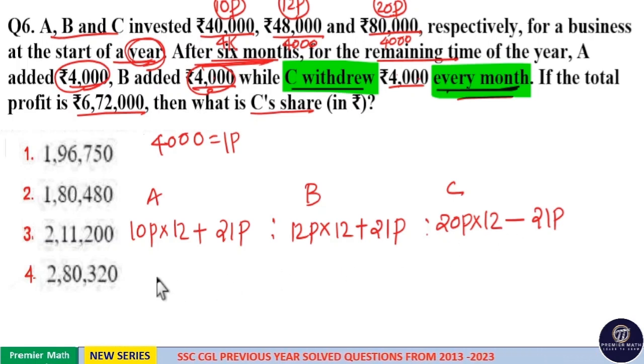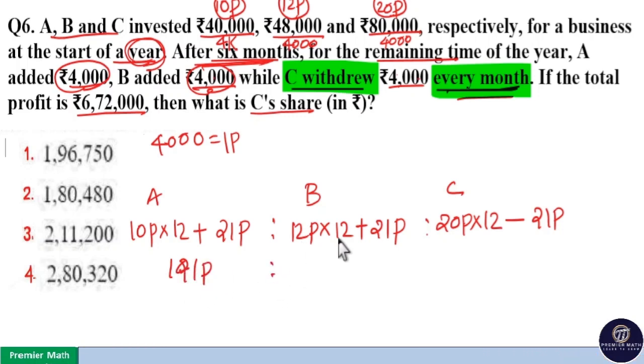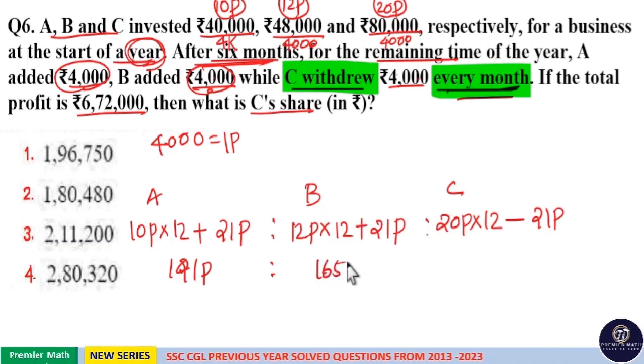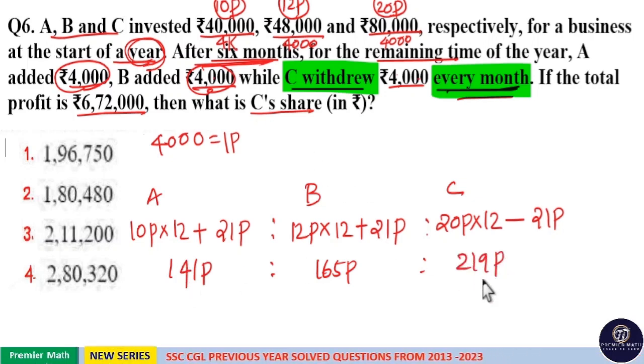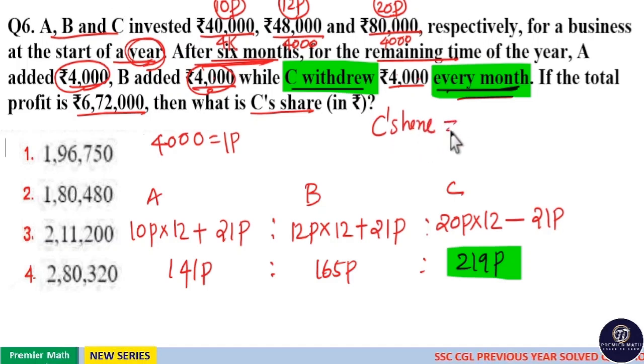Now take the ratio. Here 10 into 12 is equal to 120. 120 plus 21 is equal to 141 part. Now this is 12 into 12, 144. 144 plus 21 is equal to 165 part. And this is 20 into 12 is 240. 240 minus 21 is equal to 219 part. Now we need to find what is C's share. C's share is equal to 219 part.